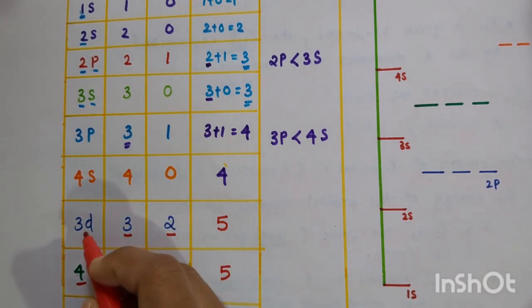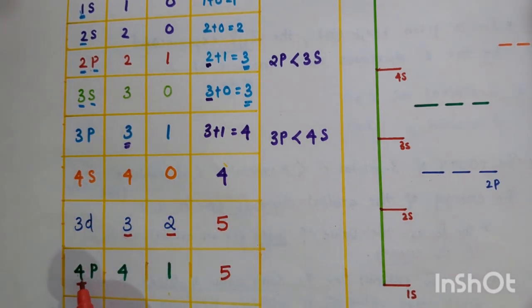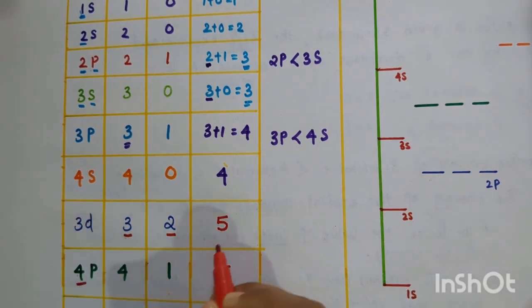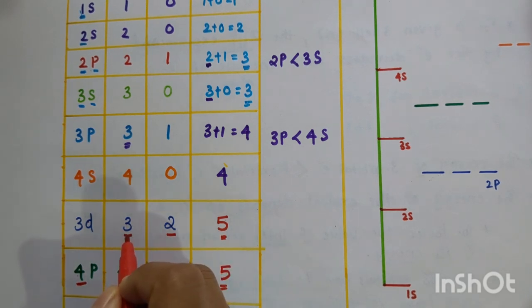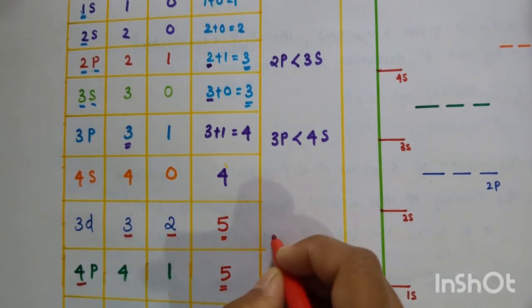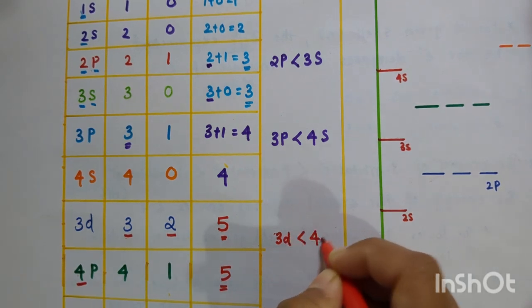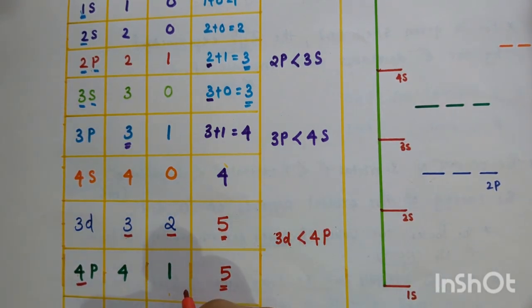So when you compare 3d and 4p, both are having the same n plus L value. So the one with lower n value will have lower energy. So 3d will have lower energy than that of 4p.